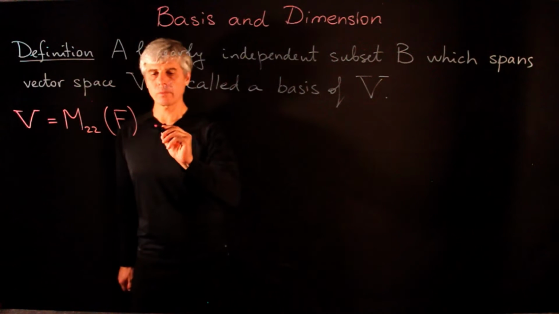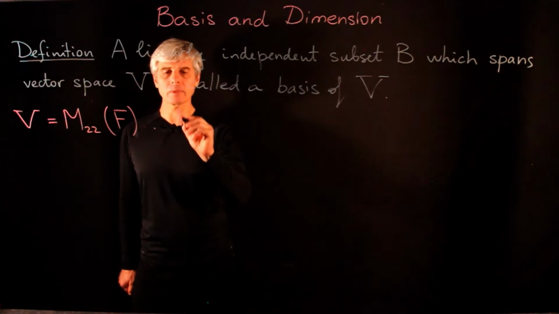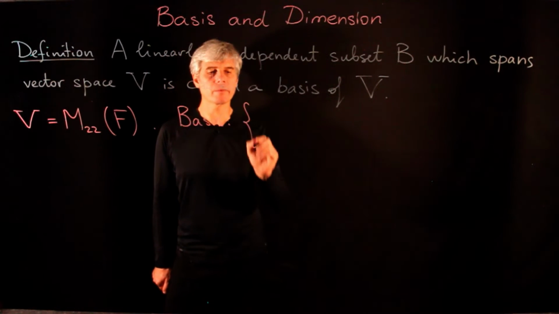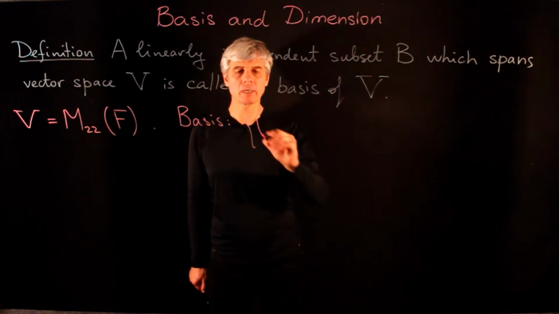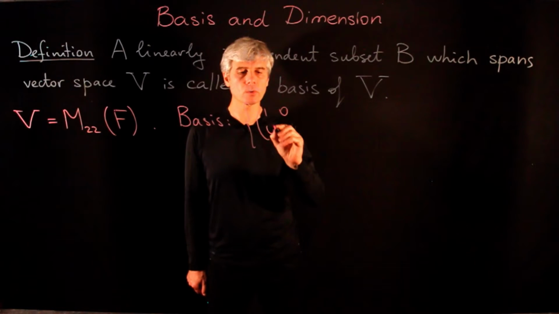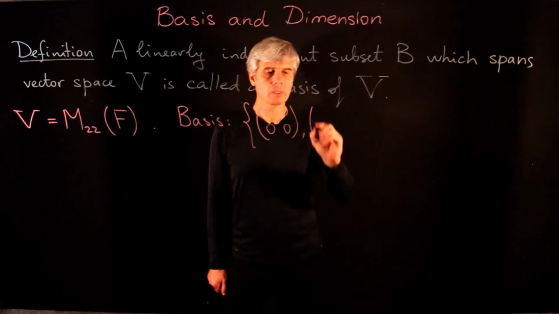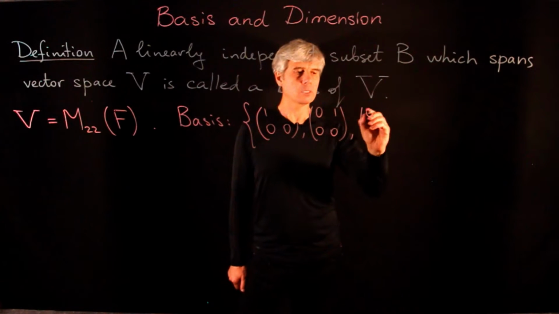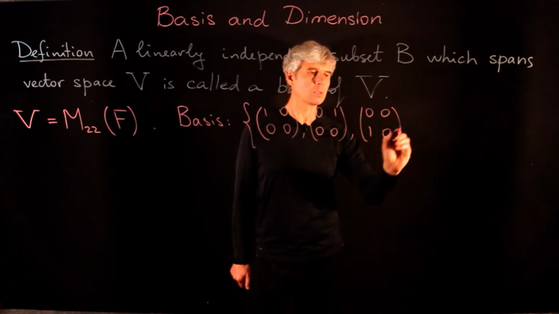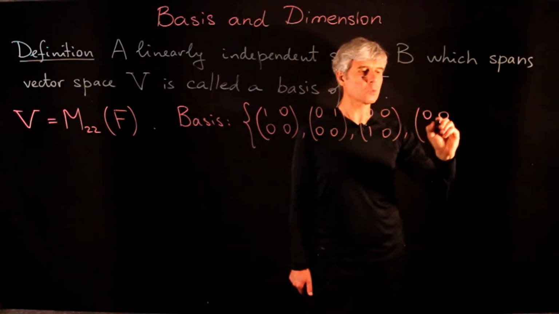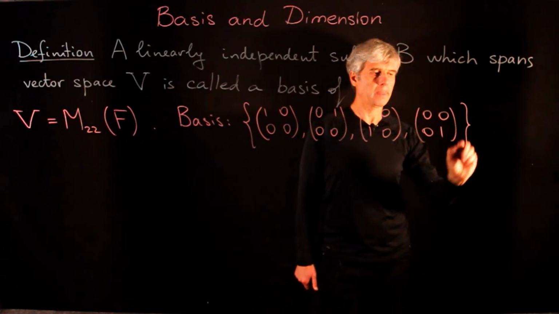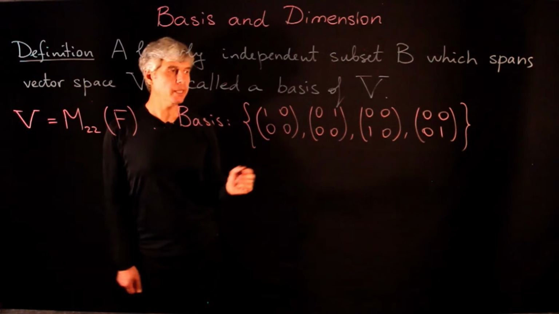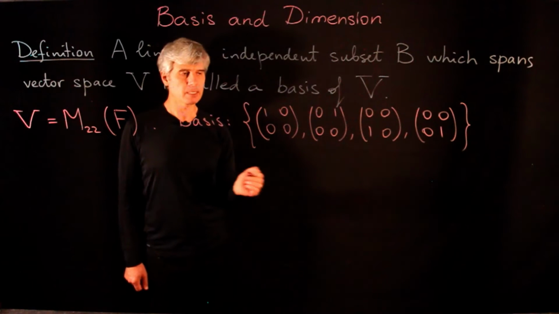So here we claim that an example of a basis will be the following set of matrices. We take [1, 0; 0, 0], [0, 1; 0, 0], [0, 0; 1, 0], and [0, 0; 0, 1]. So we take a set of these four matrices. We claim that this is a basis.